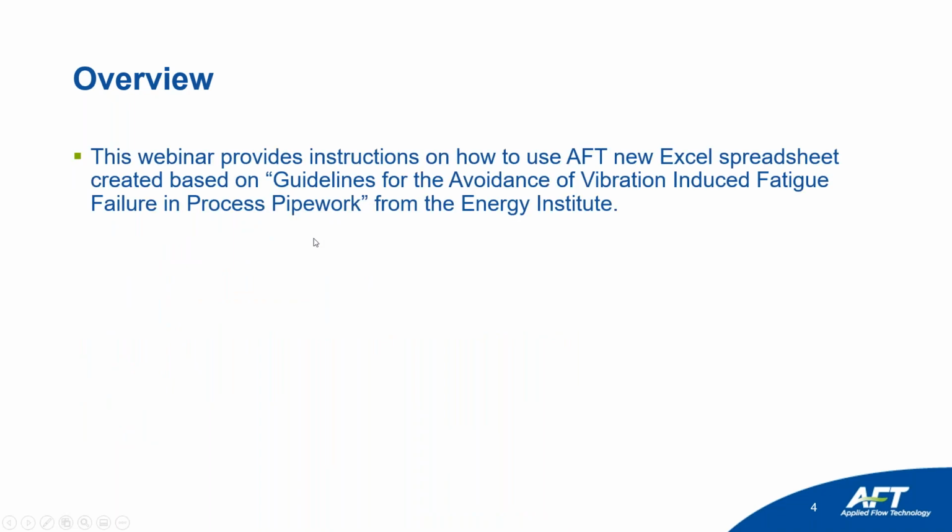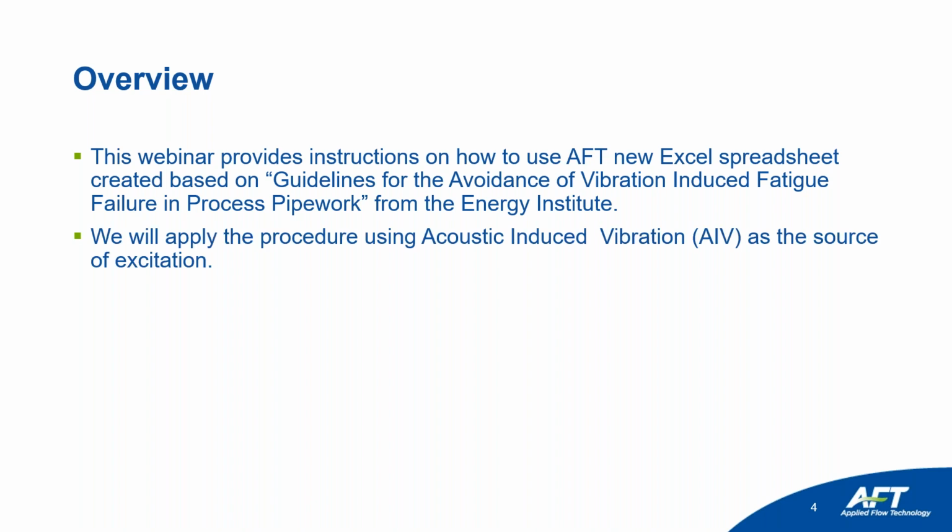First, an overview of the scope of the webinar. This webinar provides instruction on how to use AIV new Excel spreadsheet that was created based on the Energy Institute guidelines for avoidance of vibration-induced fatigue failure in process pipe network. We will apply the procedure using acoustic induced vibration, AIV, as a source of excitation. In part 1, we talked about flow-induced vibration, FIV. In part 2, we'll be talking about AIV.